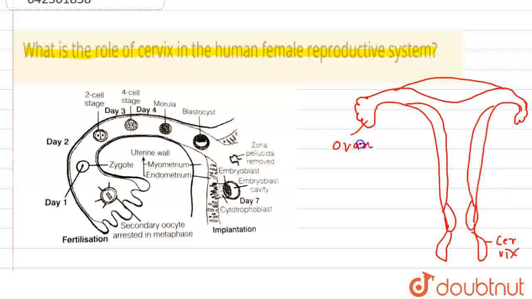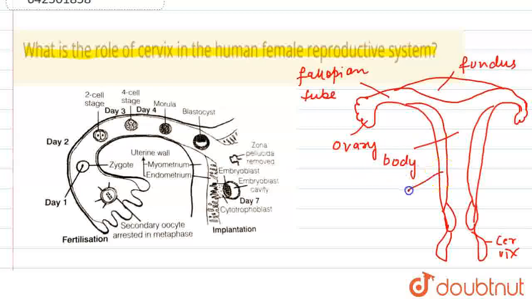Here we have two ovaries, right? These are the fallopian tubes, and this is the fundus part. This is the body of the uterus. These are the endometrium linings here, right? This is the isthmus part, and at the end we have a cervix, right? Now we will discuss this.